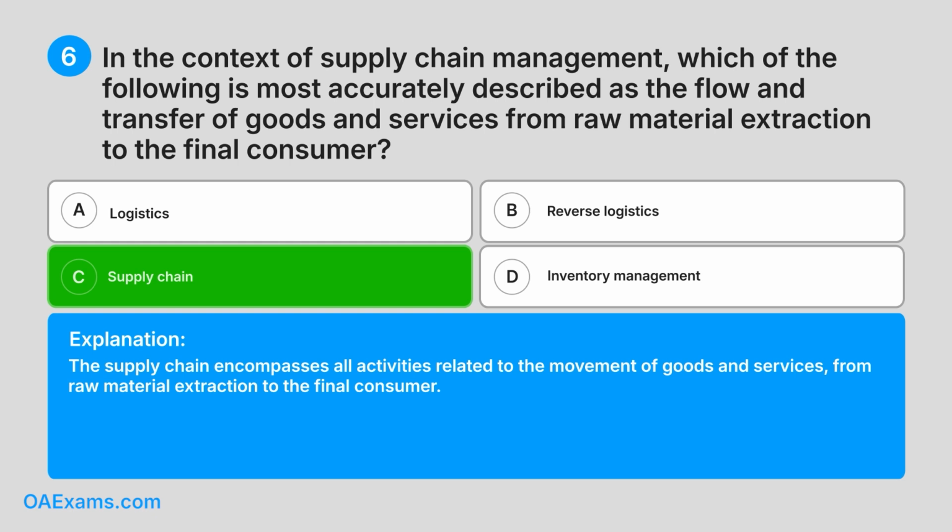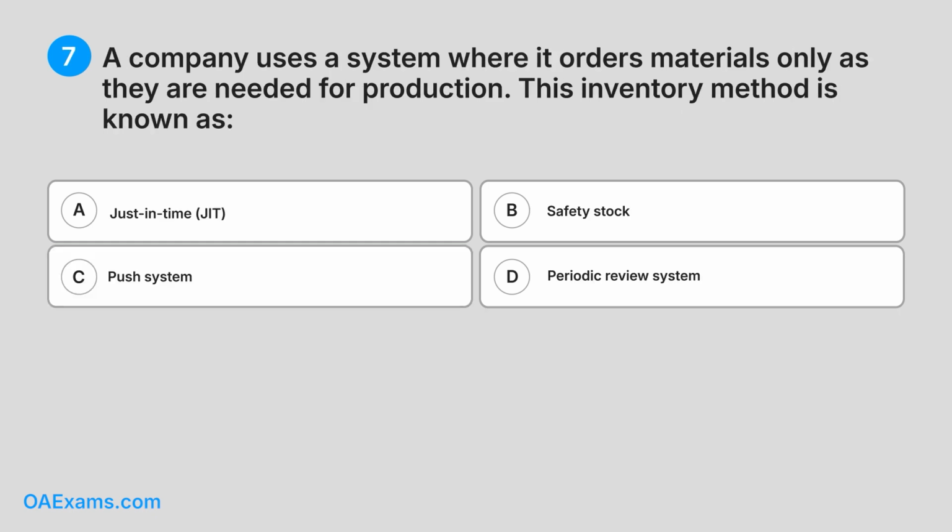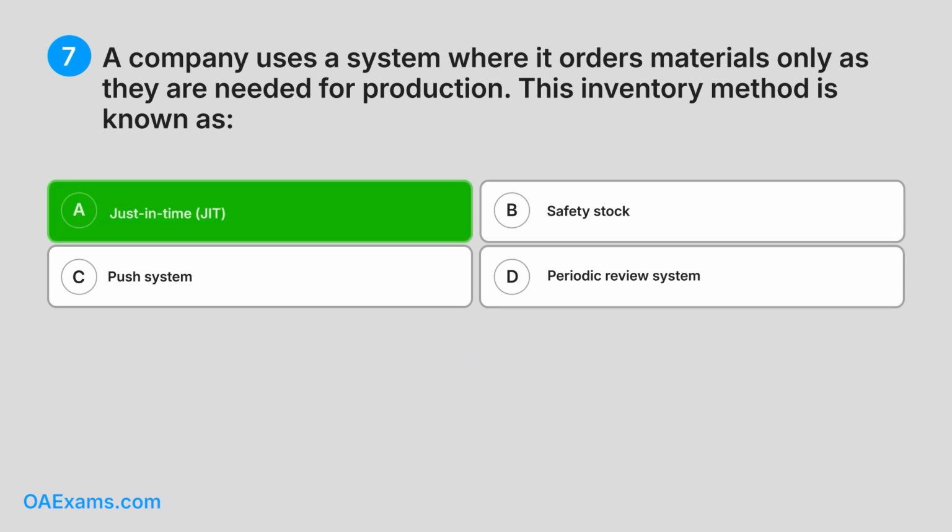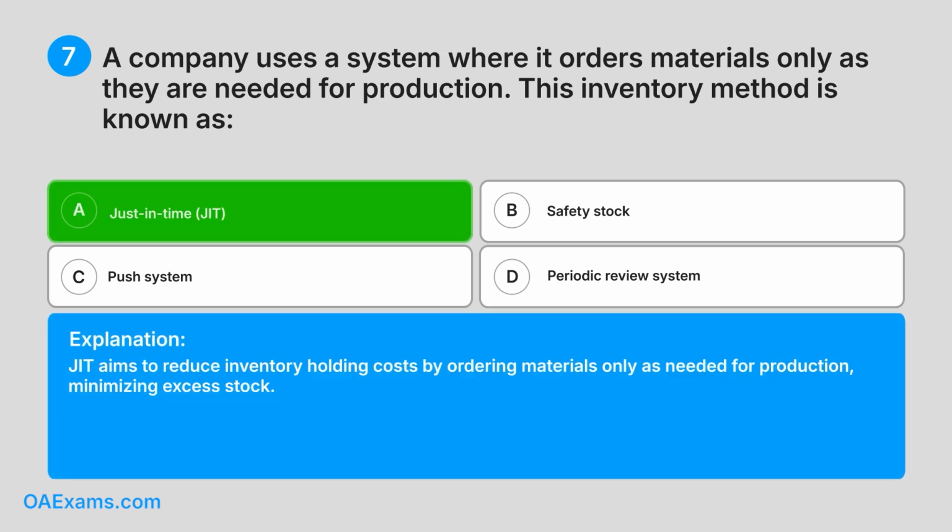7. A company uses a system where it orders materials only as they are needed for production. This inventory method is known as A. Just in time, JIT. B. Safety stock. C. Push system. D. Periodic review system. Do you know the answer? Correct answer: A. Just in time. Explanation: JIT aims to reduce inventory holding costs by ordering materials only as needed for production, minimizing excess stock.